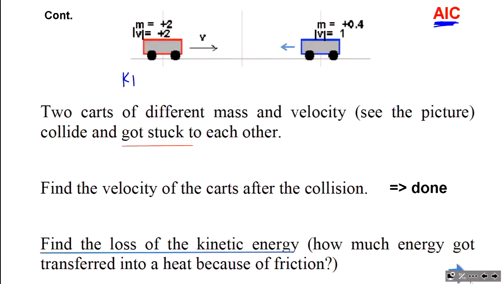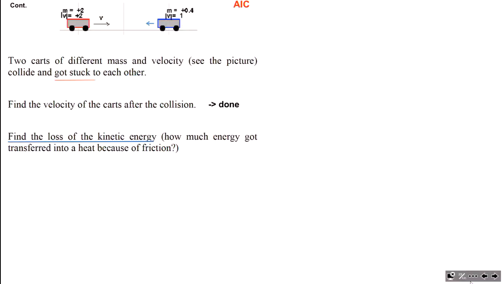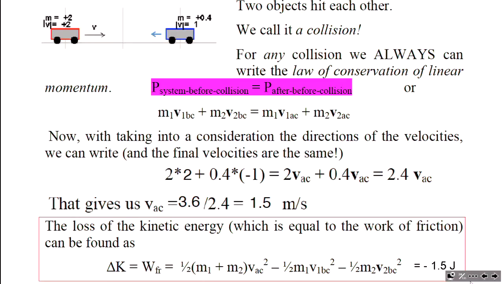Kinetic energy of the first cart before the collision should be equal to 2 times 2 squared over 2. Kinetic energy of the second cart before the collision should be equal to 0.4 times 1 squared over 2. But kinetic energy of both carts, because they travel together, just final, should be equal to total mass, which is 2 plus 0.4, times the speed we found, 1.5 squared, divided by 2. That's it. So we can compare the energies before and after. Oh, I had a slide for that. All right. Turns out it's going to be negative 1.5 joules. That's how much energy was lost to friction between the carts.